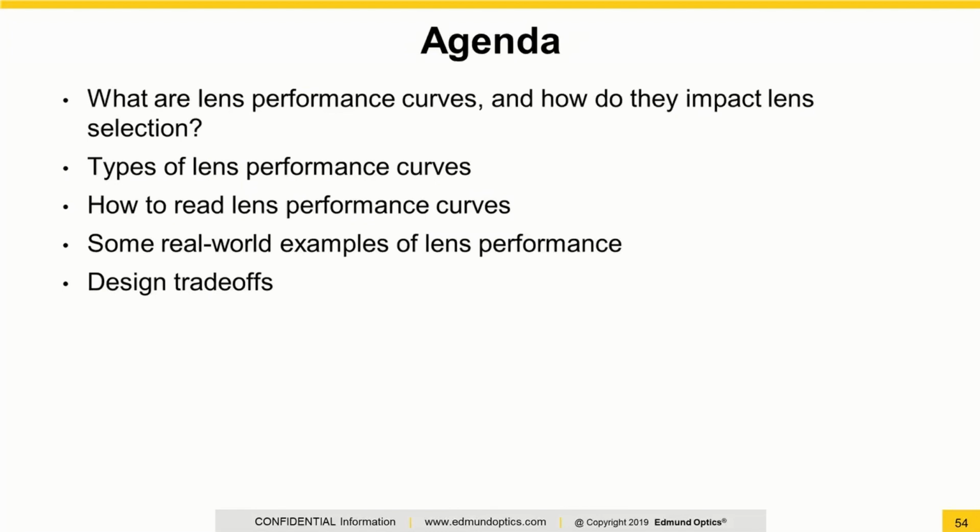And lastly, we're going to wrap up with some design trade-offs in terms of things like resolution and distortion. We're going to talk about how lenses are designed for specific areas and use cases and how lens performance curves can help you determine what a lens is designed for.